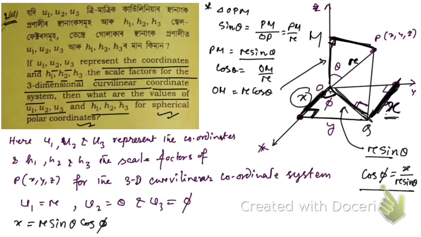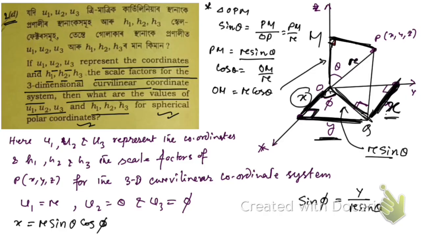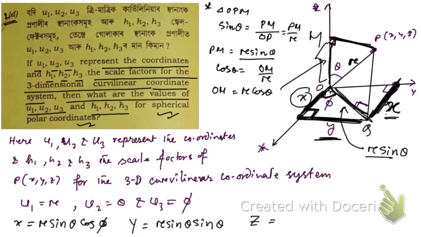Now let me clean this. Now you see y. From this triangle, if you consider this phi, then y should be taken as perpendicular. So let's find sine phi. Here the perpendicular is y, the hypotenuse is again OQ, which is equal to r sine theta. So that's why the y coordinate will be equal to r sine theta sine phi, and this is the z coordinate, which is equal to OM, that is nothing but r cos theta. That's what we have got.